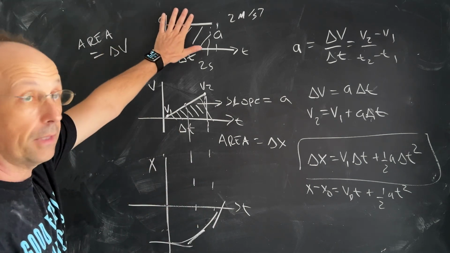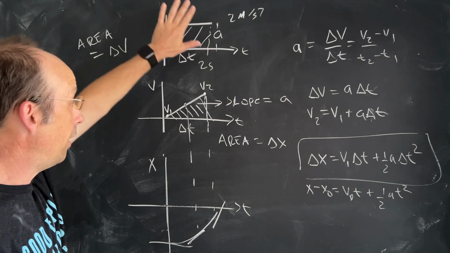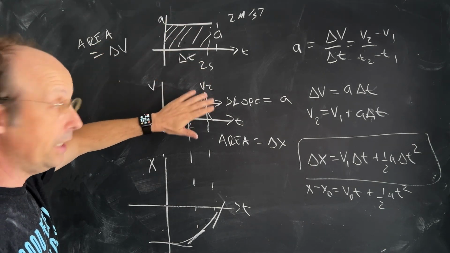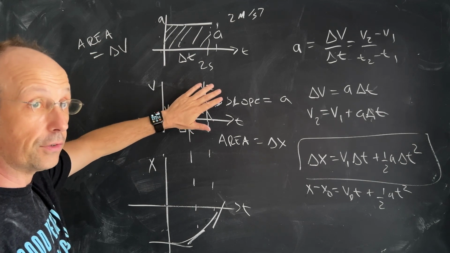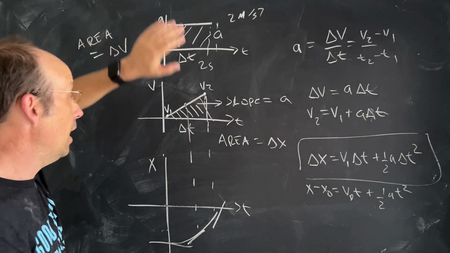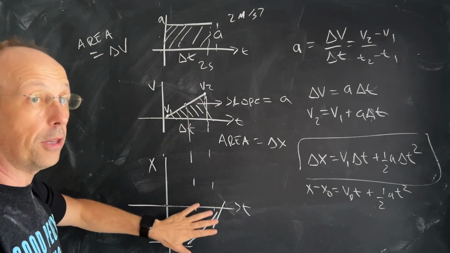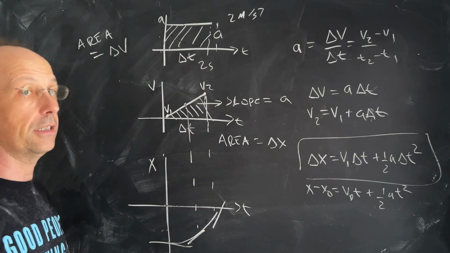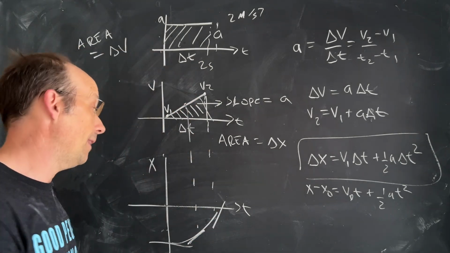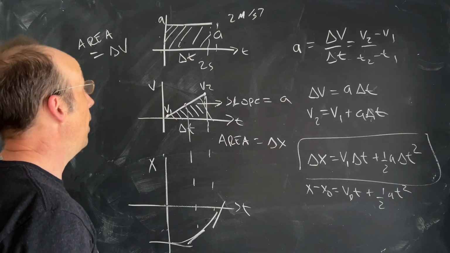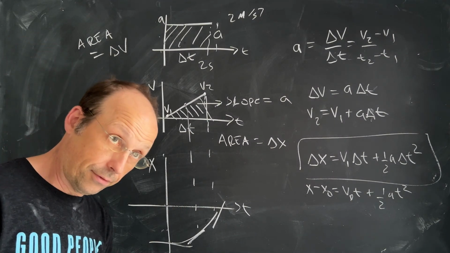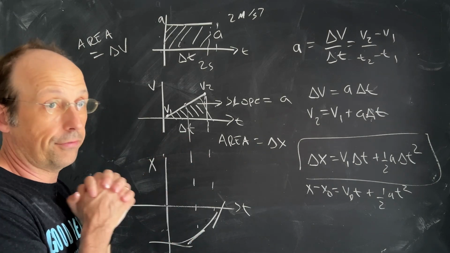Okay. Area under the acceleration versus time graph is the change in velocity. Slope of the velocity versus time graph is the acceleration. Area under the velocity versus time graph is the position. Slope of the position versus time graph is the velocity. And that's what you need to know about position graphs or motion graphs.